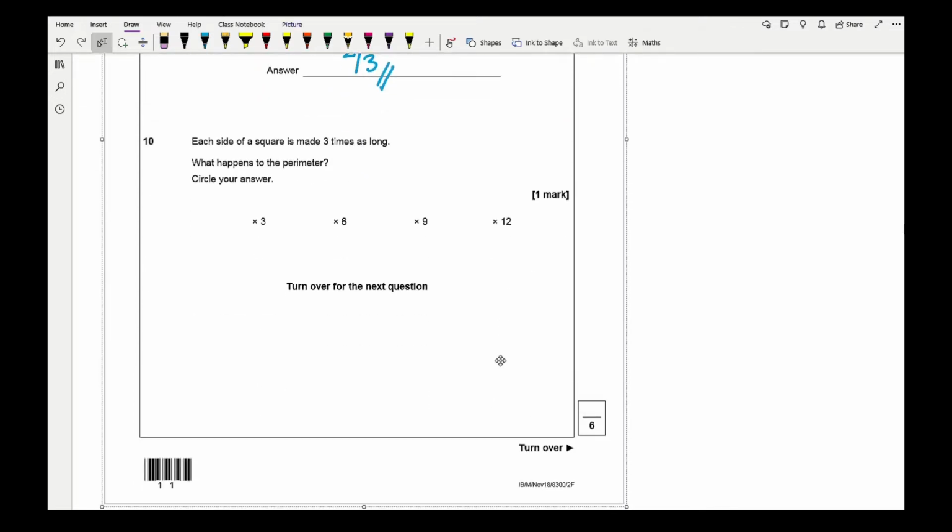Now for question 10, it's saying that each side of a square is made 3 times as long. What happens to the perimeter? Now, some of these questions are quite self-explanatory. You could probably guess what the answer is going to be, but let me show you how you could potentially work it out.